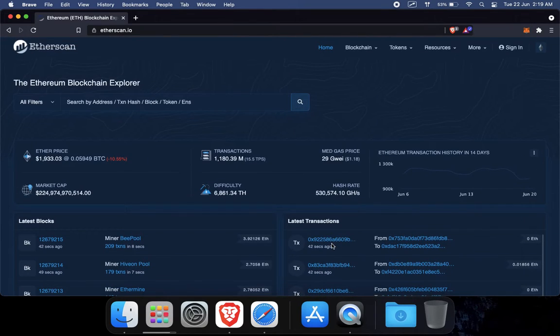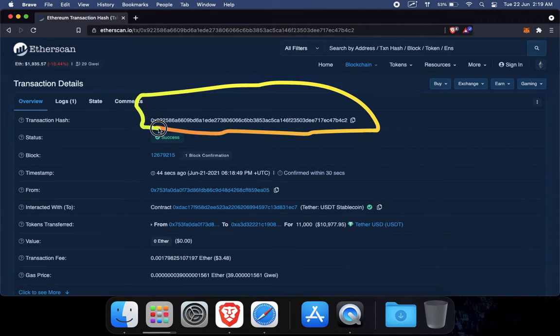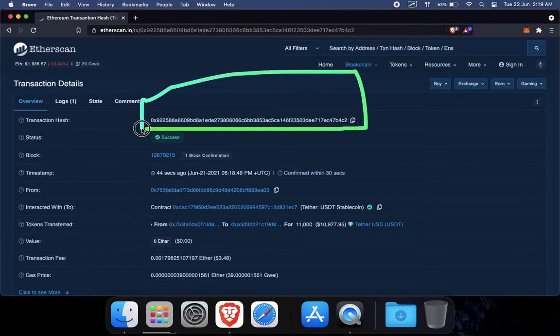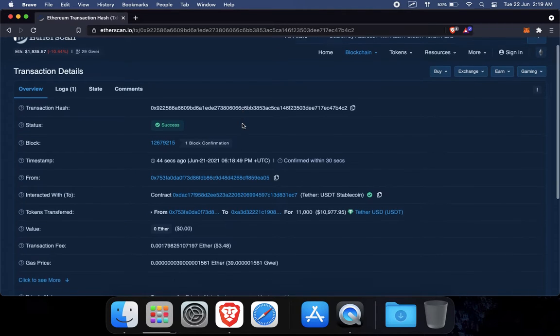Okay, let's look at an example. Think of a transaction like a receipt number, right? This is a transaction hash. When you get a receipt, it tells you how much money you paid to a merchant, how much money was involved, what time, all the data is in your receipt. Of course, we don't deal with paper, we deal with the blockchain, everything's digital. So this number will give us all the information we need.